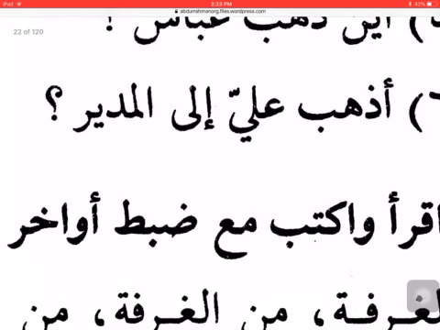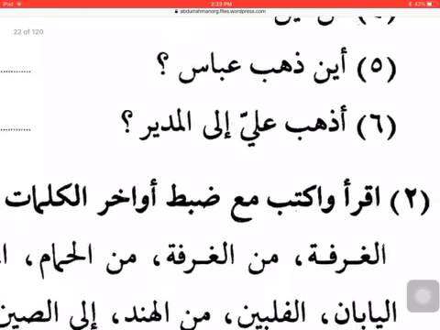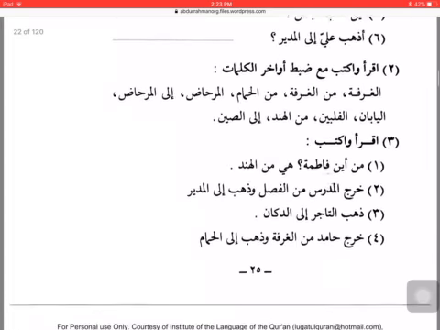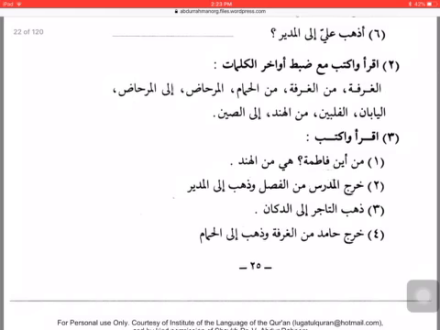Number 6 says, أذهب علي إلى المدير? No, Ali didn't go to the principal, Abbas did. So when you have the Hamza, the answer should be either yes or no, right? أذهب علي إلى المدير? The answer is no, so لا. ذهب عباس إلى المدير. Right? Actually, it was Abbas who went to the principal. You can do these exercises and check your answers from the solution key number 1. You can go to the right exercise and check your answers against there.